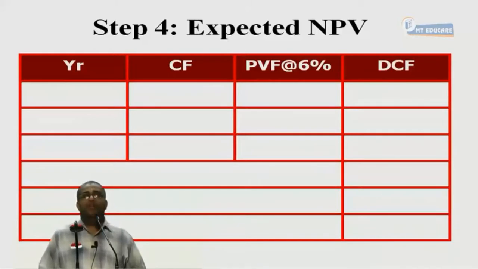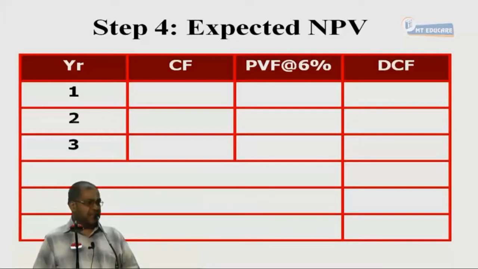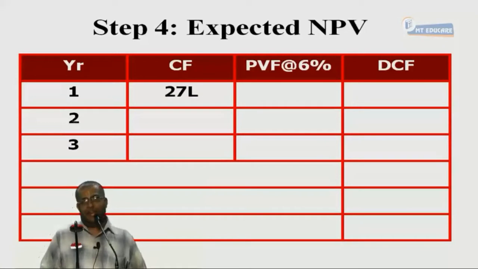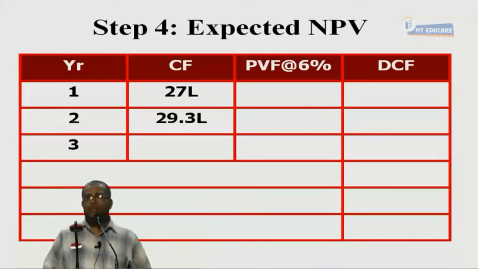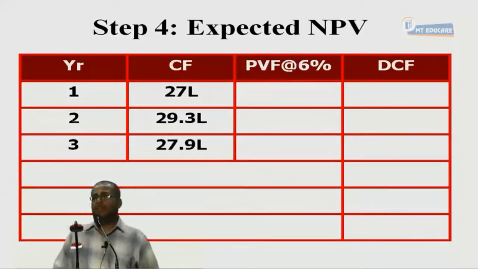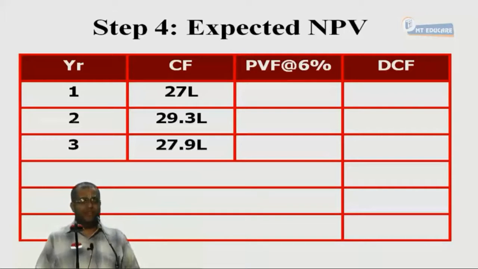Now, 1, 2, and then 3 years. We have 3 years. Just now we found out in the first, second, and third step the expected cash flow. Please tell me the expected cash flow. First year 27 lakhs, second year 29.3 lakhs, third year 27.9 lakhs.